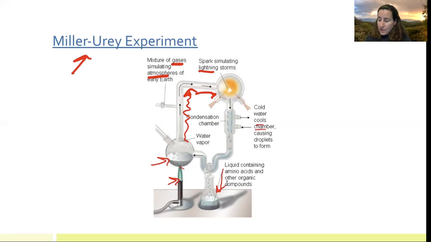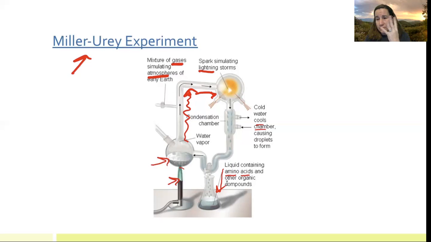And at the bottom, they were able to recreate amino acids. And amino acids are the building blocks for proteins. And so when we talk about macromolecules, there are carbohydrates that we know and love. There are lipids, the fats that we need in everything. And then carbs, lipids, there are going to be proteins, and there are also nucleic acids.